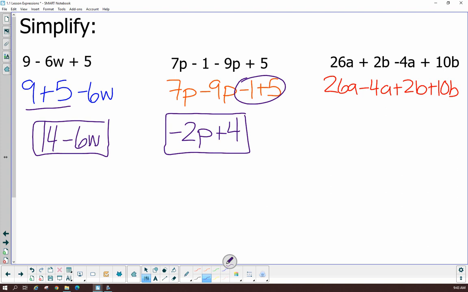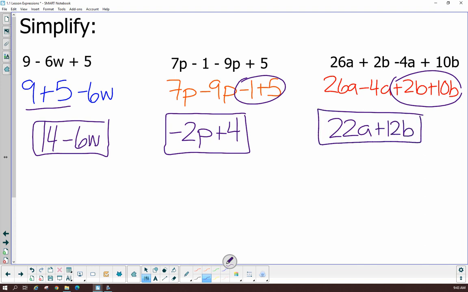I can do 26 minus 4 because these both have a's. 26 minus 4 is 22a. And then positive 2b plus 10b. 2 plus 10 is 12b. I cannot combine the a's and the b's because they are two completely different things. And so that's as simple as I can make it. I did not solve, I simplified.